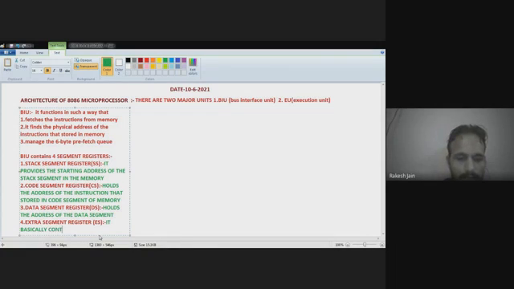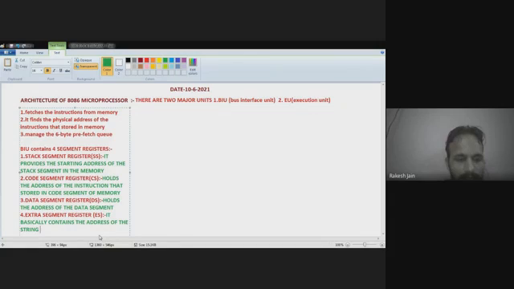The extra segment register basically contains the address of the string segment of data, or string data, you can say. So these are the general functions of these four special registers present in the bus interface unit.